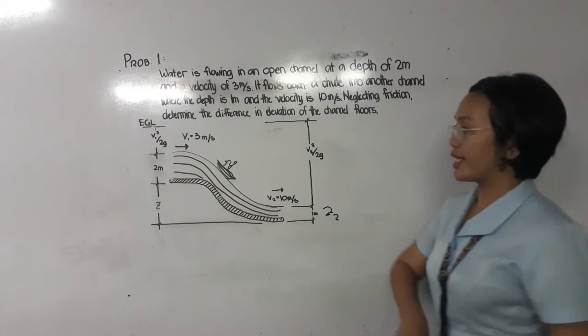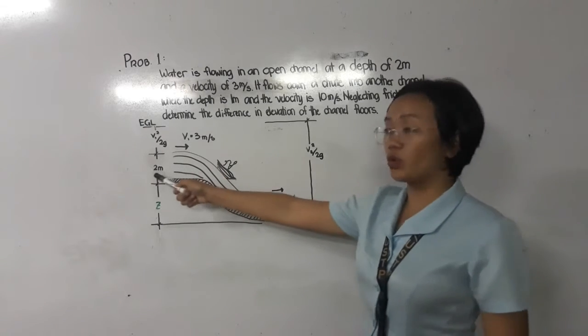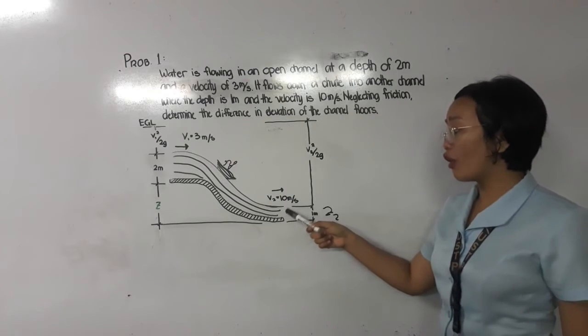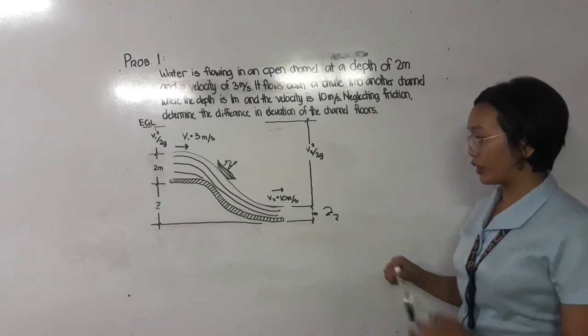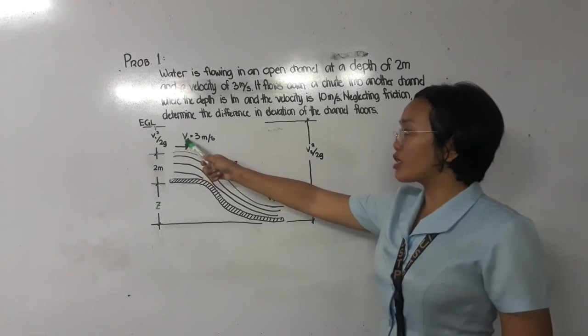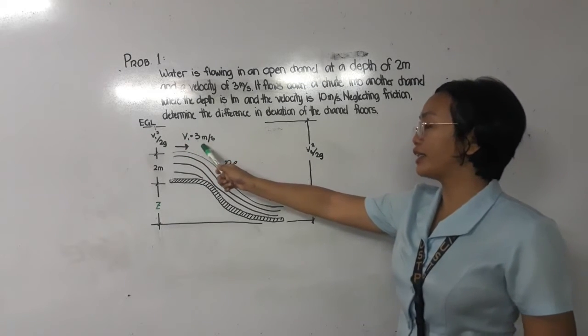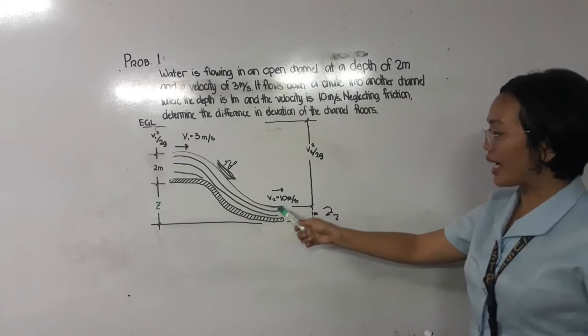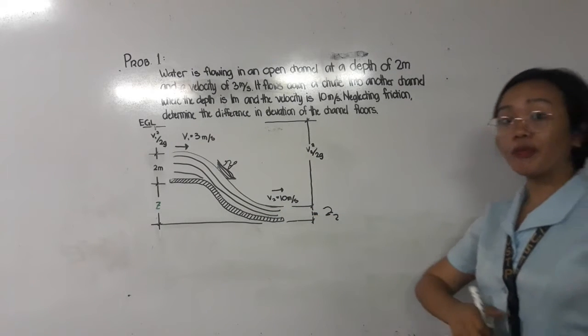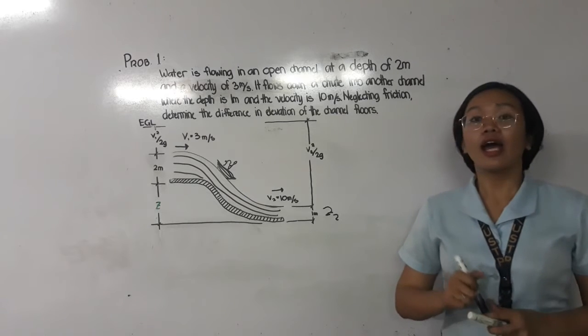Here it says that the depth of the water is 2 meters, and at this point, the depth of the water is 1 meter. The velocity flowing from this point is 3 meters per second, while the velocity flowing at this point is 10 meters per second. So first, to solve a problem, we are going to write the givens.